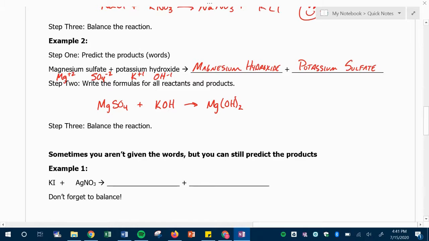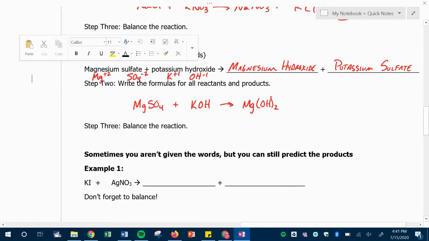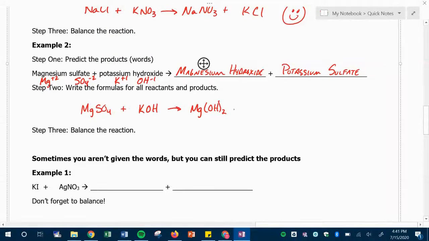Then for our second product, we got potassium sulfate. And so for potassium sulfate, it would be K +1 and SO4 -2. So remember, we crisscross those charges down, giving us K2SO4.